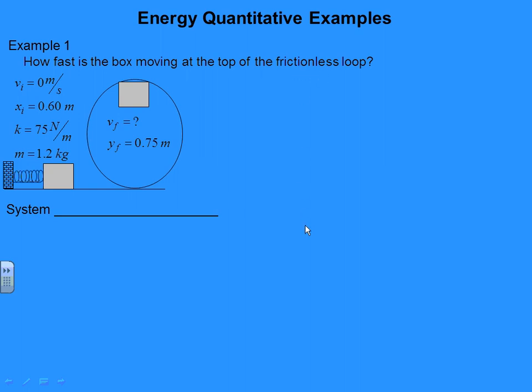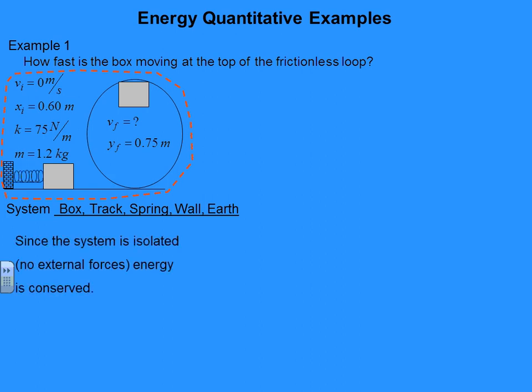So first of all, let's define a system. I'm going to put in the system basically everything: the box, the track, the spring, the wall, and of course the earth. And if I draw that system boundary in as our dotted line, everything that is exerting forces is inside of the system, and therefore the system is isolated and energy is conserved. So from a mathematical standpoint, the total change in the internal energy is zero.